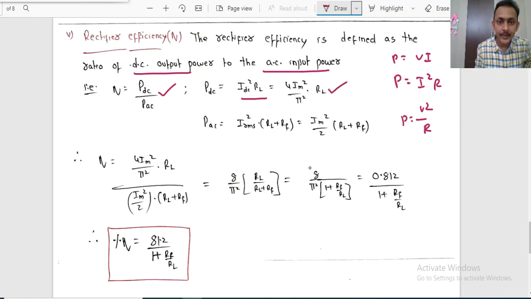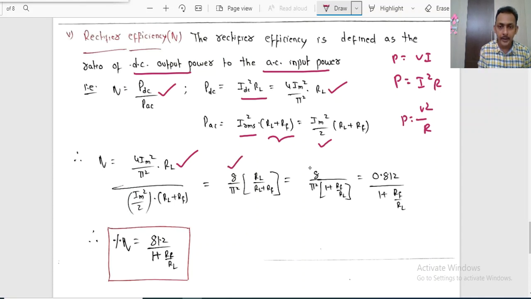Now what about the AC component? RMS value IRMS square into the resistance RL plus RF. IRMS is nothing but Im by root 2, but here IRMS square is there. So Im by root 2 whole square, Im square by 2, into RL plus RF. That is what you will substitute here. In the place of PDC, 4 Im square by pi square into RL, whole divided by, in the place of PAC, Im square by 2 into RL plus RF. It is around 8 by pi square into RL by RL plus RF.